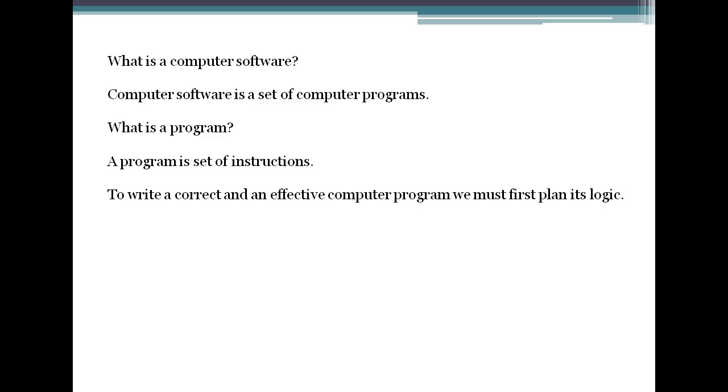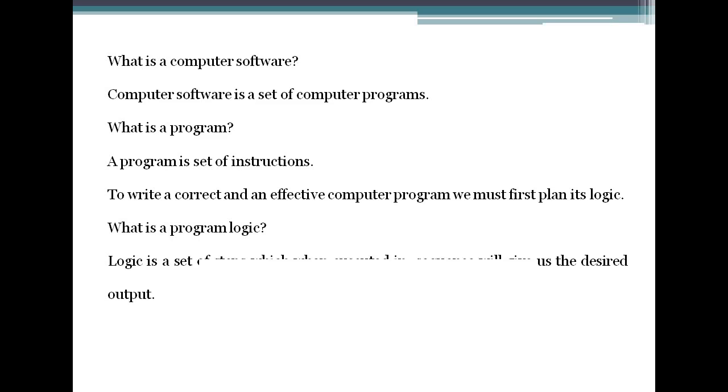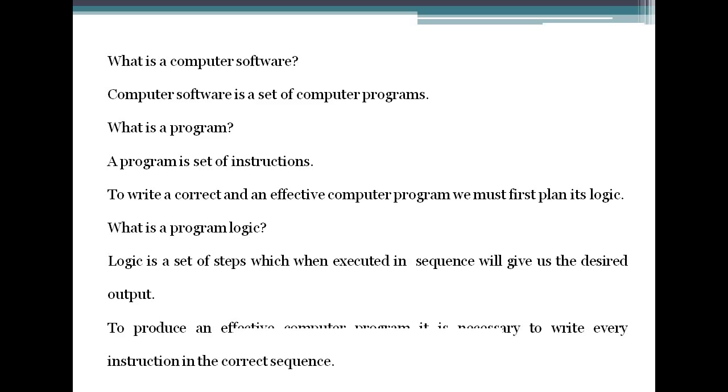To write a correct and effective computer program, we must first plan its logic. Now in this case, you should know what is a logic. What is a program logic? Logic is a set of steps which when executed in sequence will give us the desired output. So whenever you have some real life problem, to sort out that real life problem, you decide what to do or what steps you are going to follow. That is nothing but the logic. To produce an effective computer program, it is necessary to write every instruction in the correct sequence.